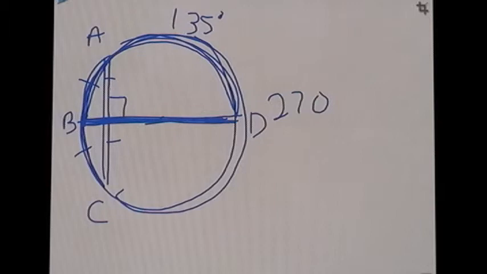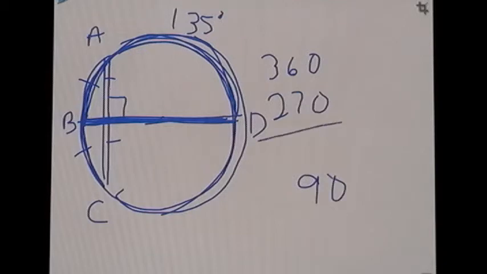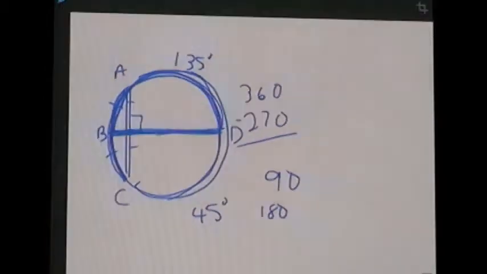Okay, so another way of looking at this is saying 180 minus 135, or you could say 270 from 360, which is just 90, and then 90 divided by 2, because this whole arc is 90, so half of it would be 45. Or if you did it the other way, it would be 180, because this is the diameter, minus 135, which is also 45.